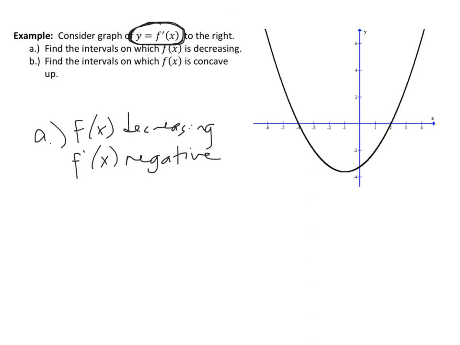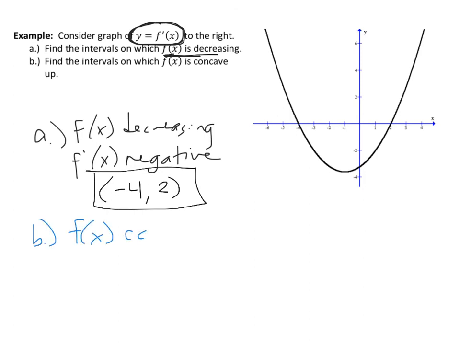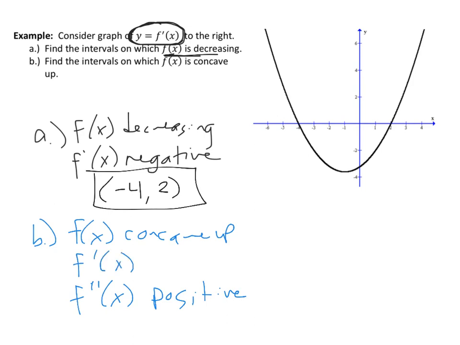So the function is decreasing between -4 and 2. That's the answer for part A. Okay. For part B, B asks, where's my function concave up? Well, concave up means that the second derivative is positive, but the second derivative being positive means that the first derivative must have been increasing.